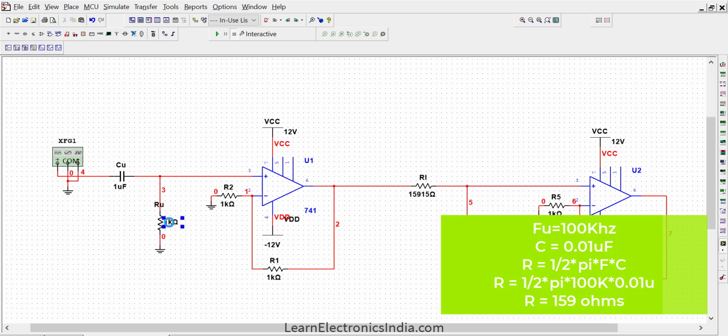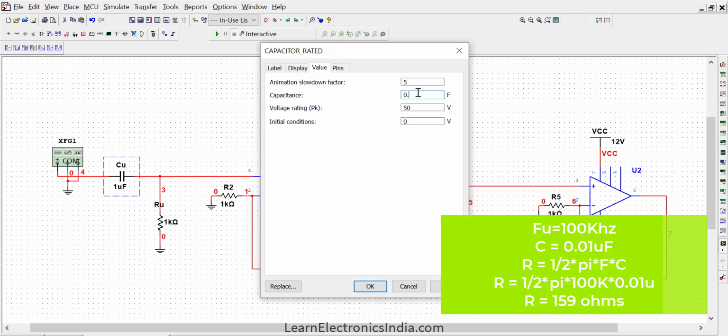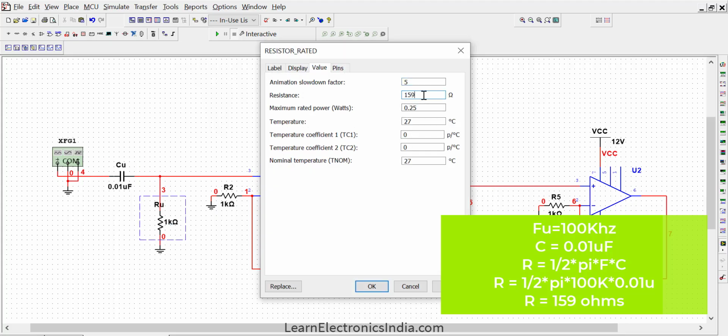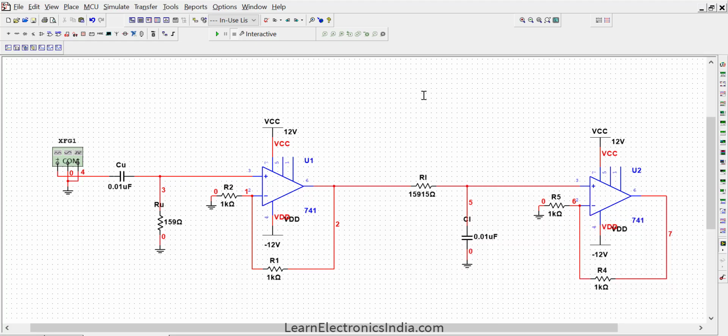Let's have the upper cutoff frequency as 100 kHz and set CU as 0.01 microfarads. Hence by the formula, RU is equal to 159 ohms. After setting these values, let's run the simulation.